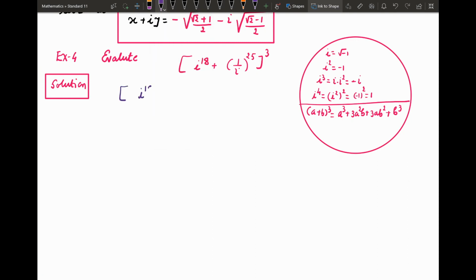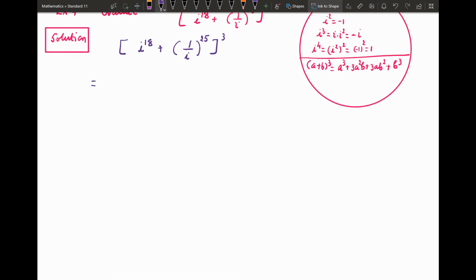So let us evaluate (i raised to 18 plus 1 upon i raised to 25) cube. This is (i square) raised to 9, 2 into 9, that is 18, according to the rules of indices, plus 1 upon i raised to 25.